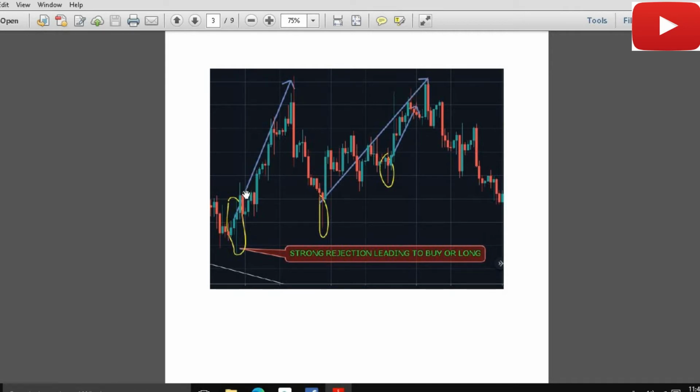Remember, the psychology behind this is that right now here sellers were very strong, they got rejected and buyers gained power. They became very aggressive, buyers entered the market and pushed it up. So here the same thing, sellers were very strong but buyers came in aggressively and they pushed the market up.